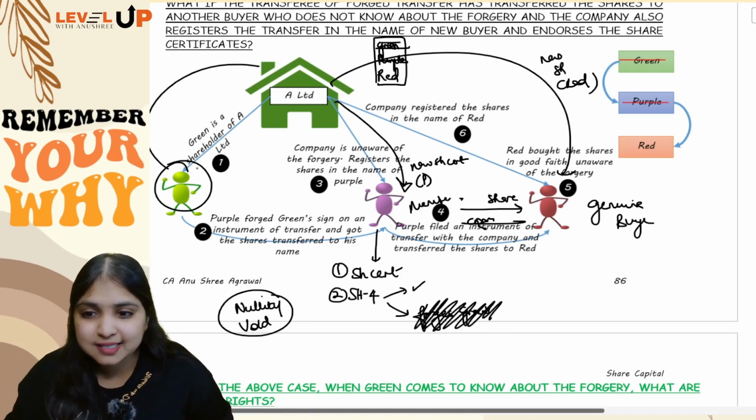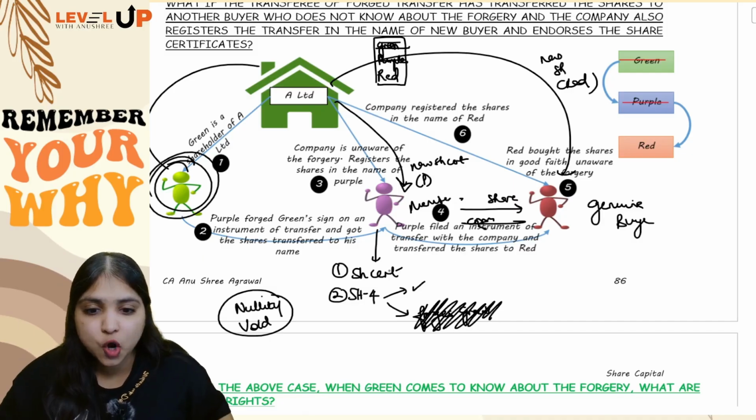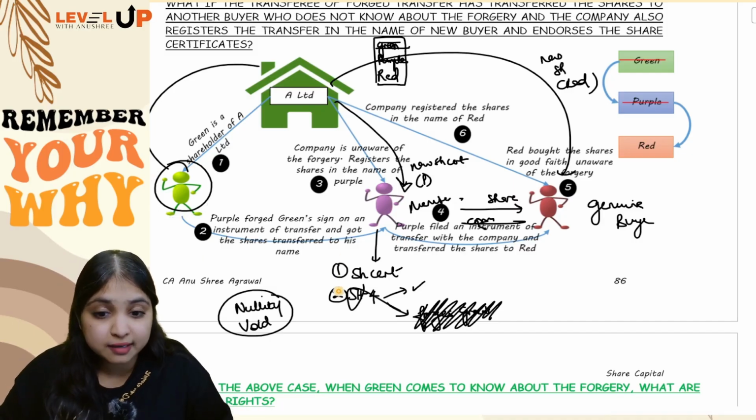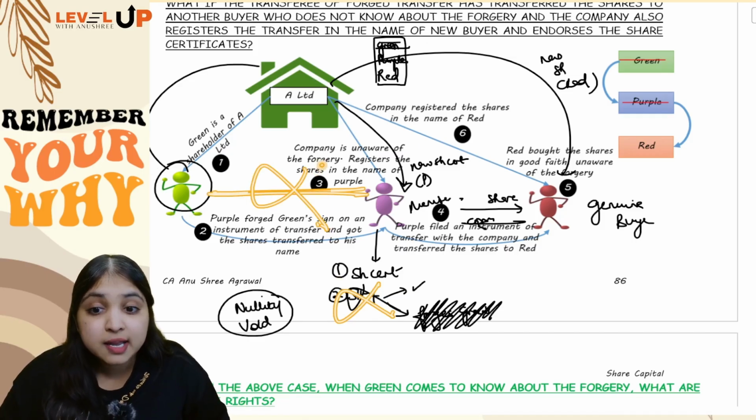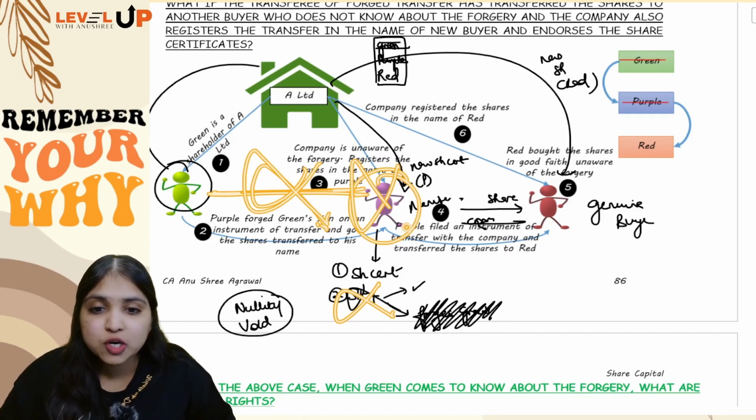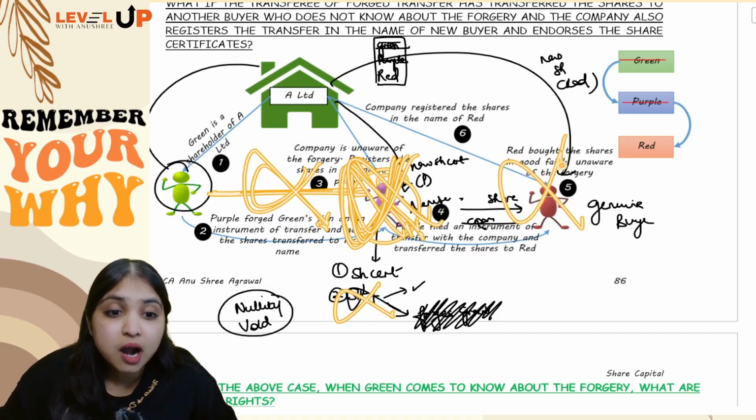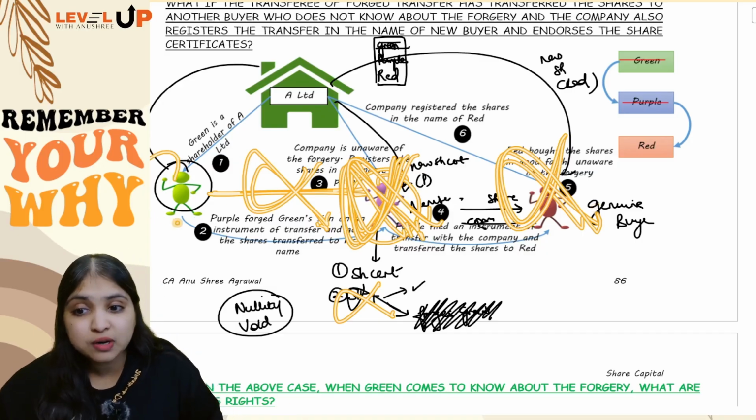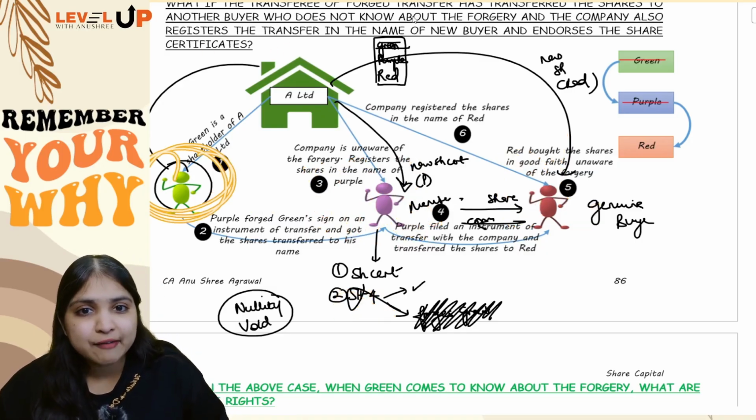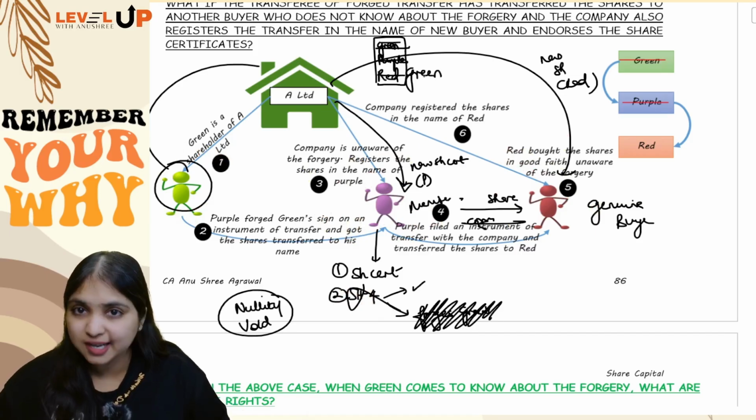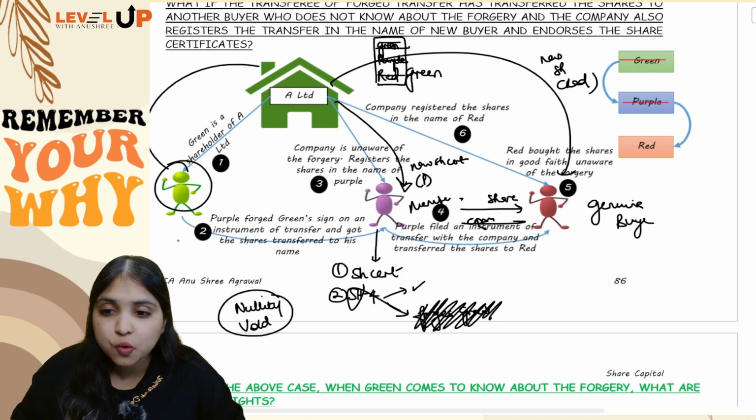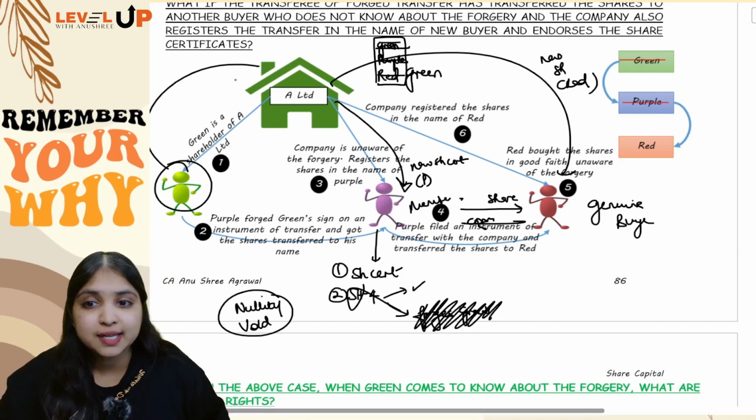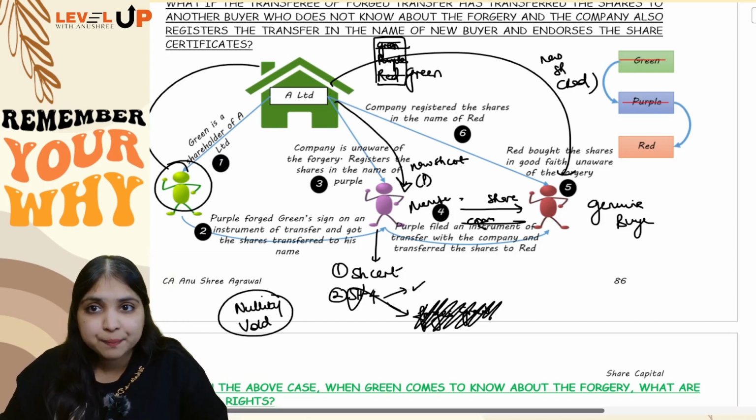Guys, if on SH4 the transferor's signature is not there, that SH4 will become invalid. If SH4 is invalid, Green to Purple transfer will become invalid. If transfer is invalid, Purple will not have any rights in the shares. If Purple doesn't have any rights in the shares, he can't give any rights to Red. So Green only is the owner of the shares. Green will have the right to get his name back into the register. Also, in this entire period, whatever dividend he has lost, company will give all the dividend to Green.